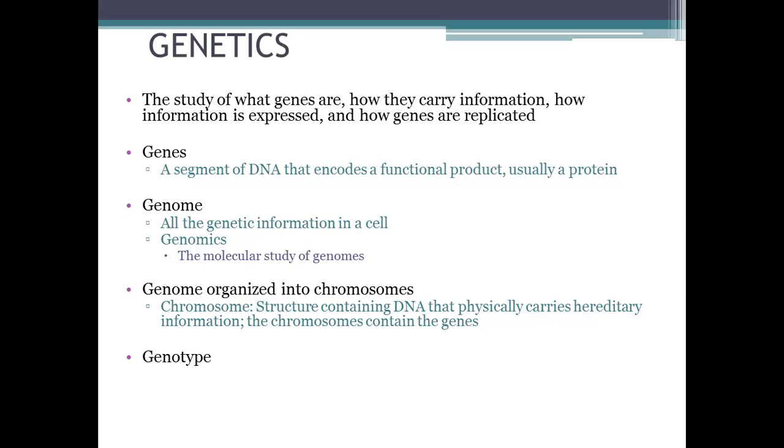The genotype is the genes of an organism. For example, the sequence for the gene that codes for the flagellin protein in bacteria. The phenotype is the expression of the genes, and that's when you actually express the flagellin protein that you find in the flagella.